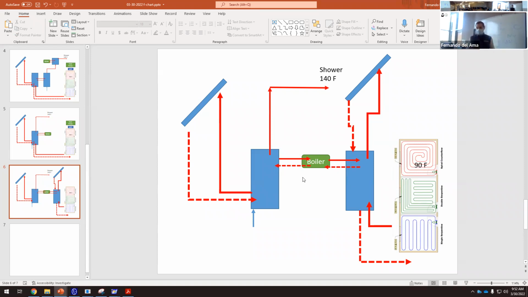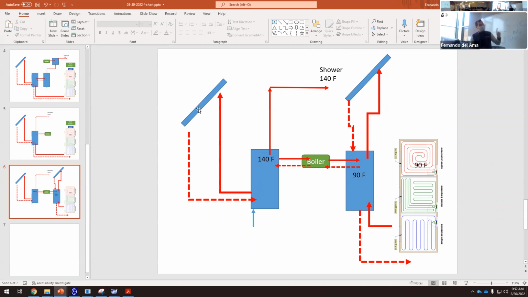I'm going to use two tanks. This tank has to be at 140. The temperature on this tank should be 140. The temperature of this tank should be 90. And we have a boiler, so if we need 140, the boiler is heating up this one. If we need 90 here, the boiler is heating up this one. But we can control two different temperatures for this and that.